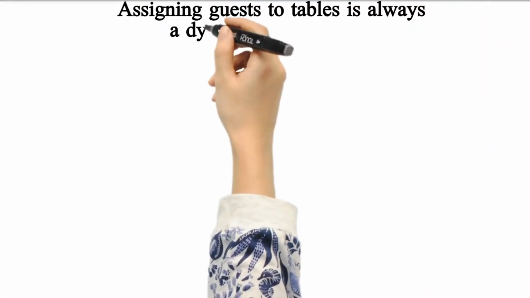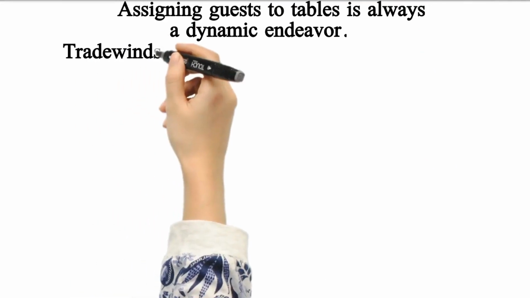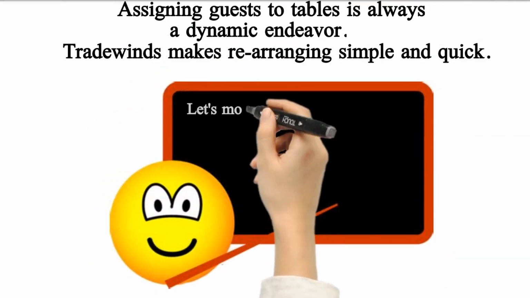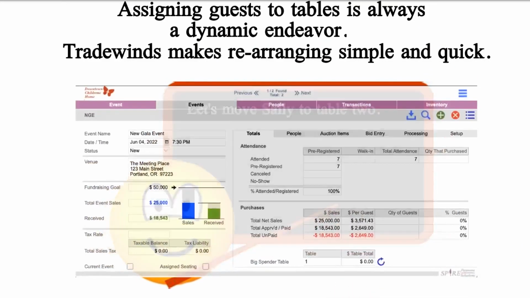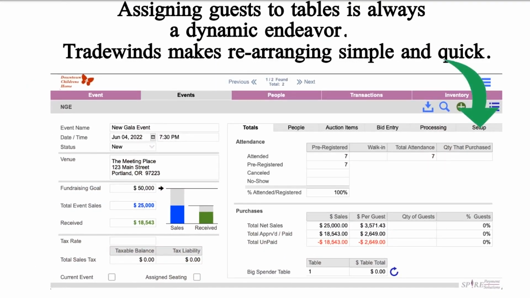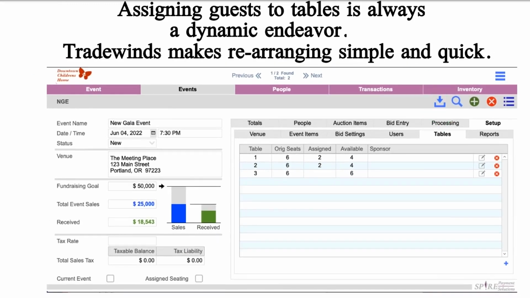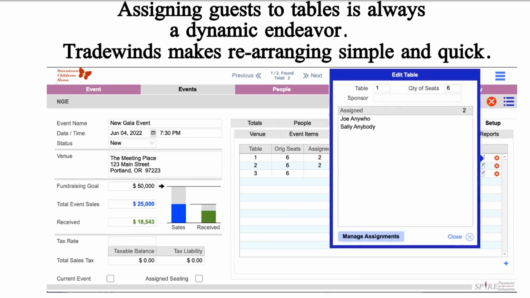Assigning guests to tables is always a very dynamic endeavor. So, Tradewinds makes it easy to reassign guests to a different table. Let's move Sally to table 2. Click on the Setup tab again, then click on the Tables tab. Since Sally was originally assigned to table 1, click on the Edit icon to the right of the sponsor field.